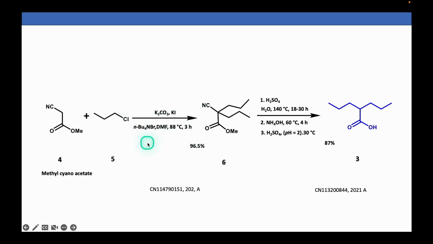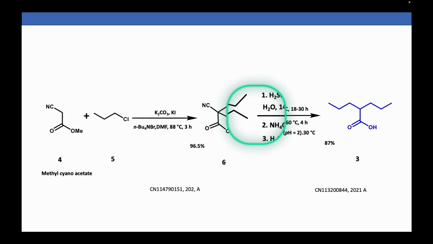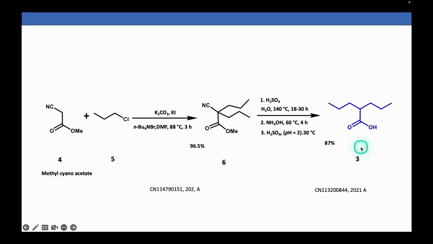and is alkylated to form the disubstituted cyanoacetate 6. The series of treatments described here first cause the hydrolysis of the methyl ester, the decarboxylation of the formed carboxylic acid, and the hydrolysis of the cyano group to finally obtain valproic acid with 87% yield.